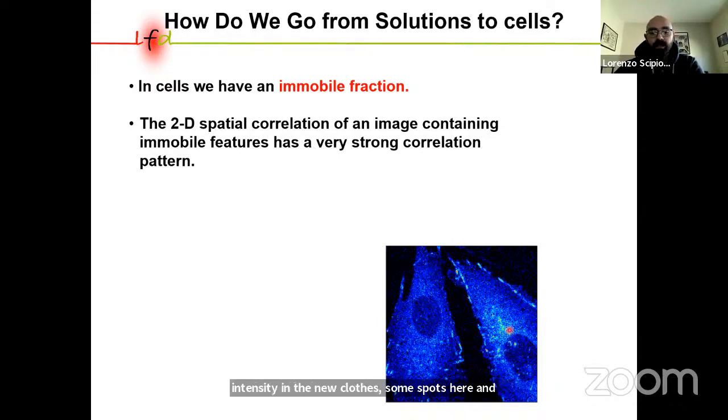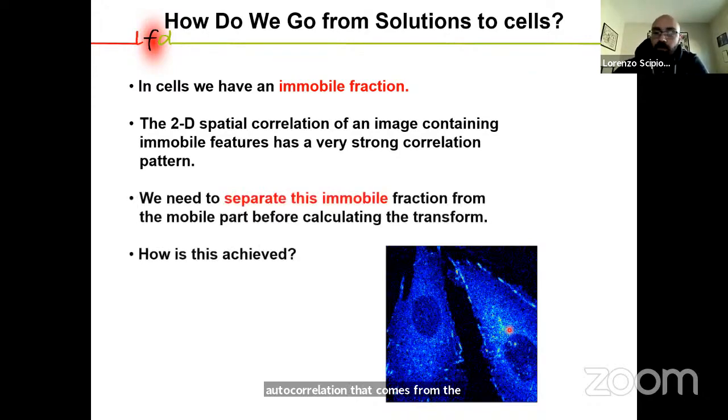So how does this translate into the spatial correlation? It's horrible because you start picking up the autocorrelation of the structures rather than the autocorrelation that comes from the diffusion. Okay, so we need to separate the contribution of the immobile fraction from the diffusion part.